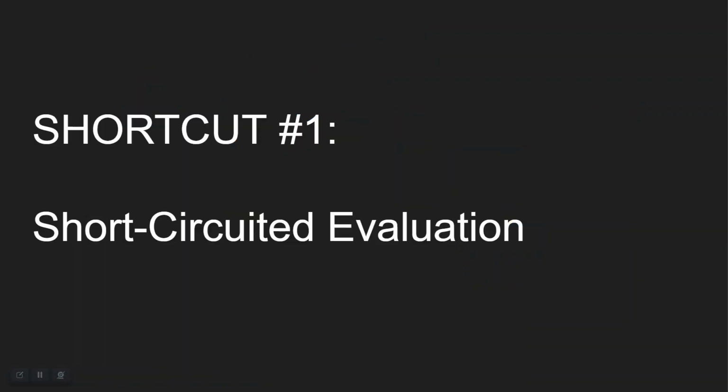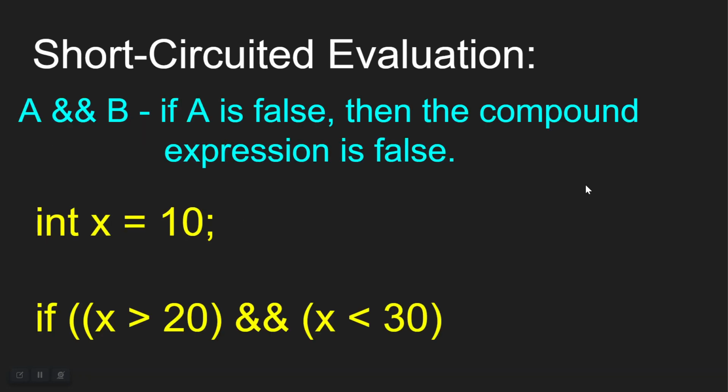So shortcut number 1, which was mentioned at the tail end of lesson 5 in CSAwesome, is called short-circuited evaluation. Basically, if you're looking at an AND situation with a condition A and a condition B, if condition A is false, then the entire thing is false, and you don't even really have to look at condition B. It just saves you a little bit of work.